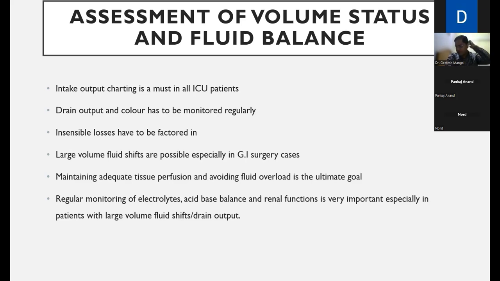Regular monitoring of electrolytes, acid-base balance, and renal functions is very important, especially in patients with large volume fluid shifts and drain output, because this can lead to severe electrolyte imbalances, and at the same time, it can lead to abdominal compartment syndrome, which can lead to a dip in urine output and acute kidney injury. So all these things have to be monitored clinically.